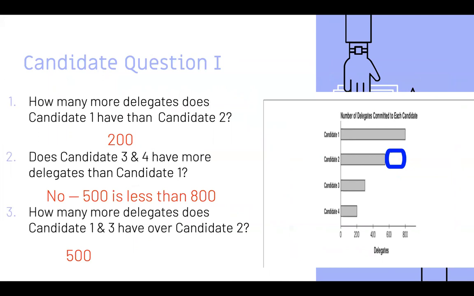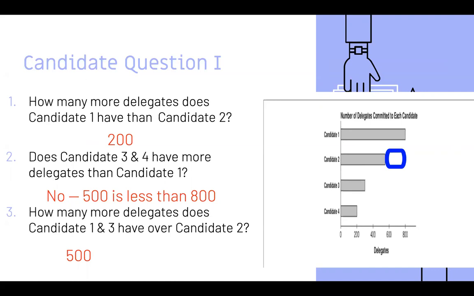Well, I guess the answers are going to be given for this one. I do apologize. We can still look at it together. How many more delegates does candidate one have than candidate two? Candidate two has about 600, and candidate one has about 800. So 800 minus 600 is 200.